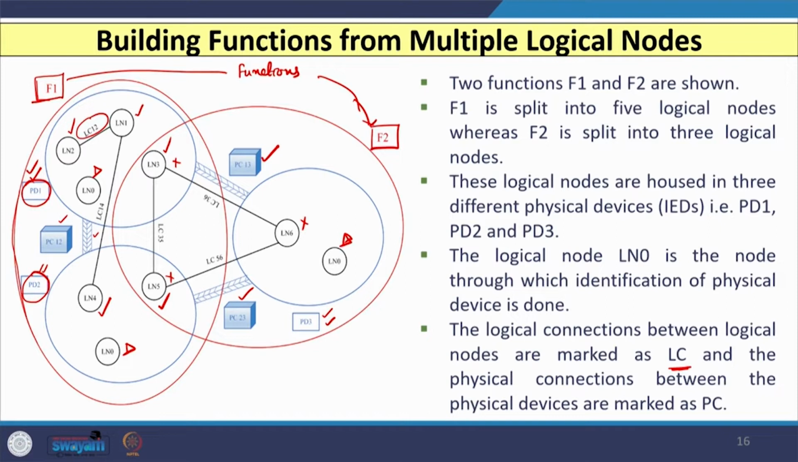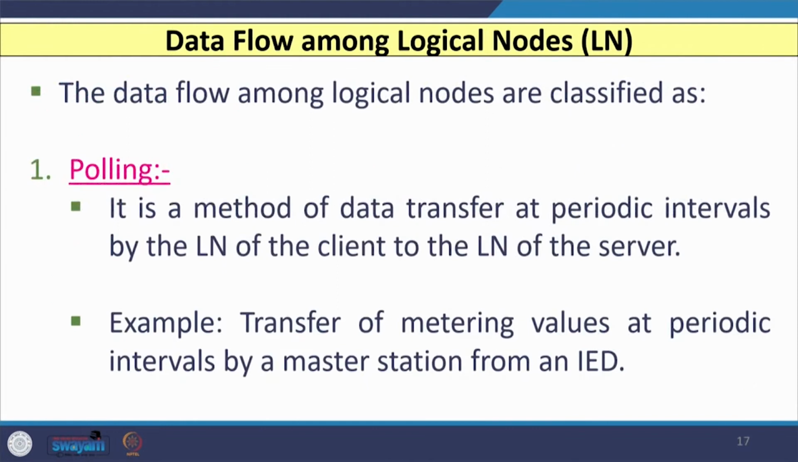Now, the question comes: when logical nodes, let us say LN1 and LN2, or LN1 and LN4, or LN3 and LN6, LN3 and LN5, or LN5 and LN6, have a connection between them, it is again given by the logical connections. So, when a connection, known as a logical connection, exists between two logical nodes, the question comes how data transfer or data flow is done between two logical nodes. So, let us see what are the different methods using which data flow among various logical nodes is possible.